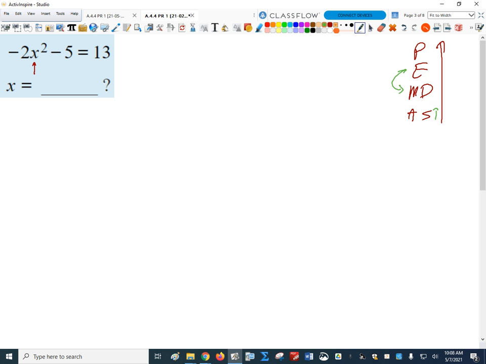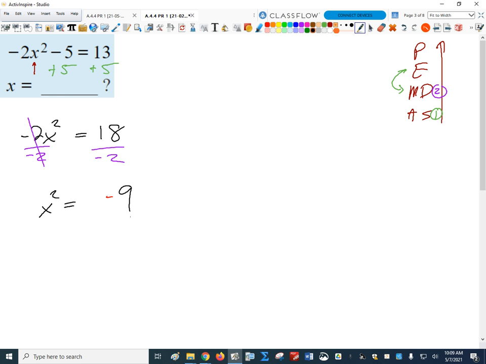Well, what's the first step? First step is add or subtract. Okay, so we're going to add 5 to both sides, and that's going to give us -2x squared equals 18. We work our way up the ladder here. So next step would be multiply or divide. Well, I got to divide by -2. So those guys cancel, right? And that gives me x squared equals 18 divided by -2 is -9. Okay, what's the next step?